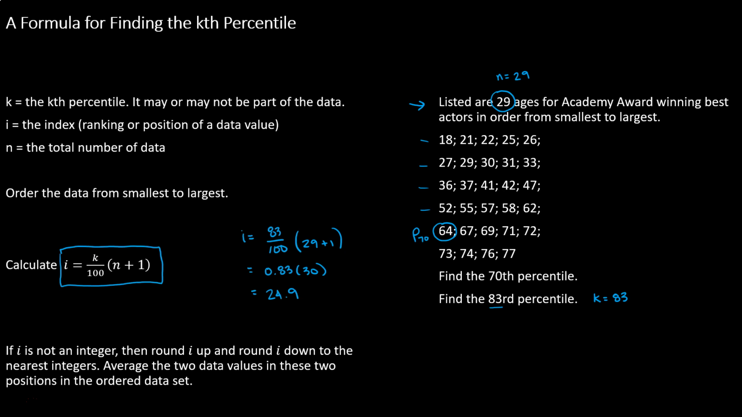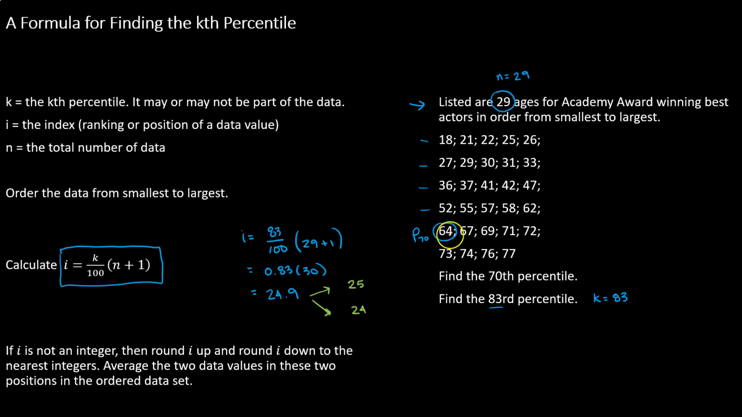So when you calculate the position, the index for your percentile, if the result is not a perfect integer, then you're going to round up and round down. You'll round the index up to 25, and you'll also round the index down to 24. We will look at the 24th data value and the 25th data value and find the average between those.